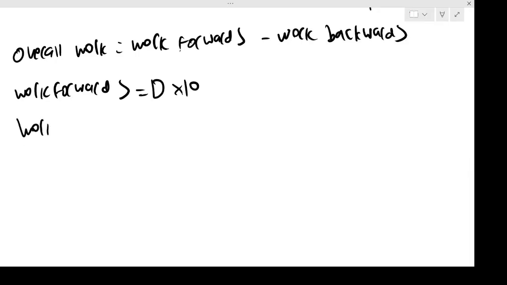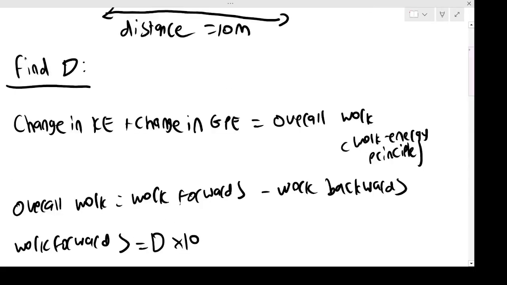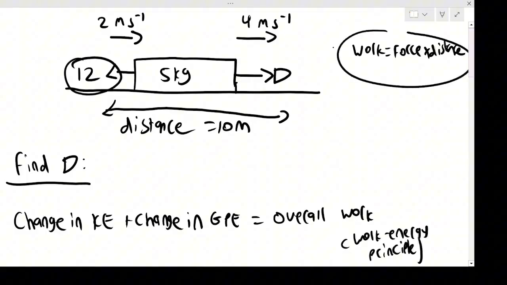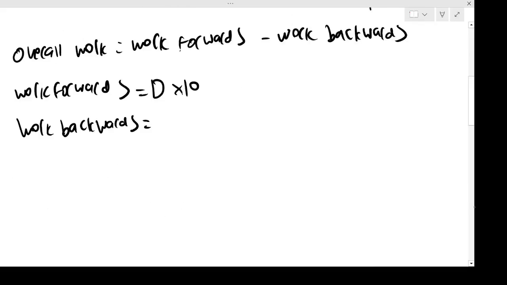Then work backwards. That's now going to be looking at the backwards force, which again is opposite to where it's moving. So if it's moving forward, this is the backwards direction. We're going to do the same thing, but now with the backward force instead. We know the force is now 12, and the distance is also 10. So that's 12 times 10, which is 120.